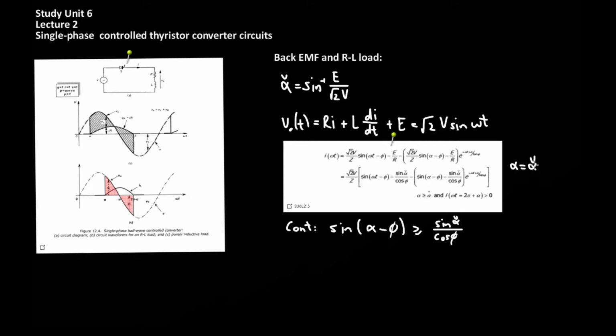To derive the solution for the continuous conduction mode, alpha is set to alpha hat. Additionally, if omega t equal to 2 pi plus alpha is larger than 0, then the circuit will also enter into a continuous conduction mode, and this means that continuous conduction can be defined by the following angle relationship, where sine of alpha minus phi is larger than sine of alpha hat over cos phi. Simply put, if this relationship is satisfied, then the circuit will remain in continuous conduction mode.